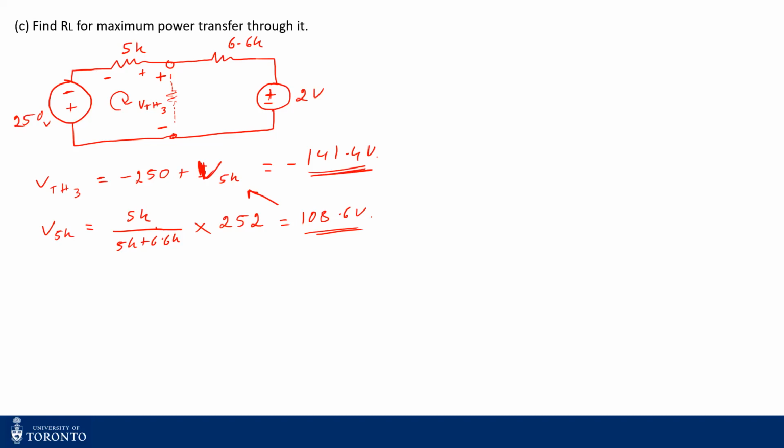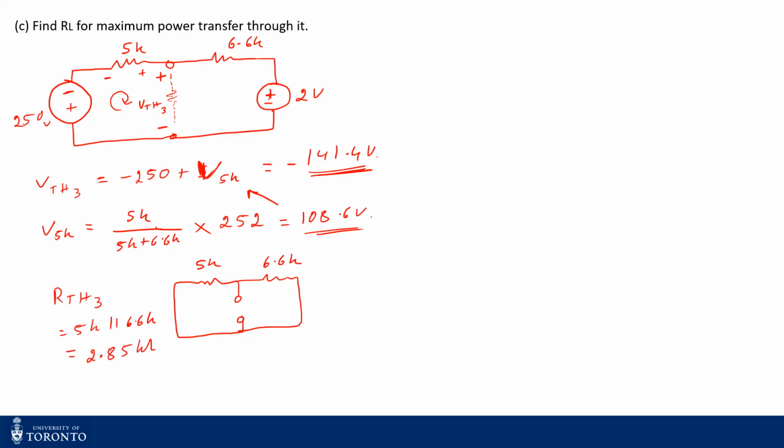And what's my RThevenin 3? So you see, for that one, I have to short circuit both the independent voltage sources, right? So therefore, what I am looking for is just something like this. Right, so you see, in this case, my RThevenin is just basically 5K parallel with 6.6K. So in this case, my RThevenin would be 2.85 kilo ohms, right?